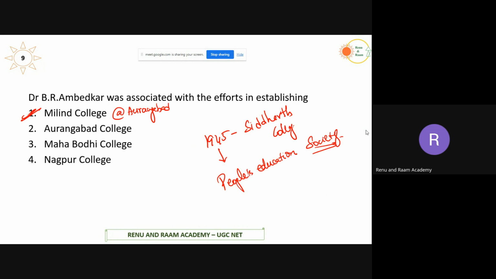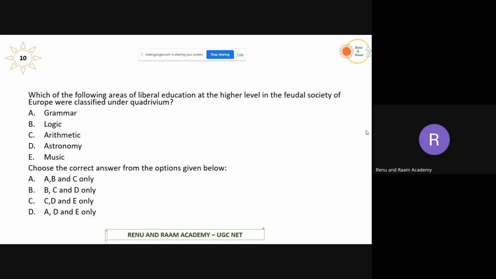Yes. We'll move on to the next question, the final question for today. Which of the following areas of liberal education at a high level in the feudal society of Europe were classified as quadrivium? In the feudal society of Europe, there are basically two divisions: one is quadrivium, the other is trivium. Tri means 3, quad means 4. So trivium is 3 subjects and quadrivium is 4 subjects.